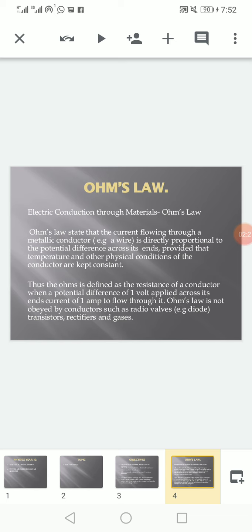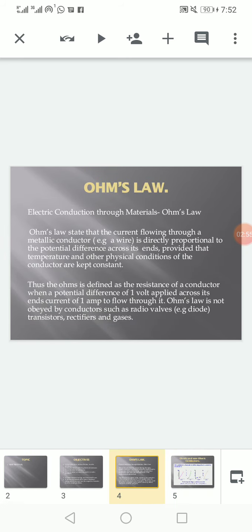The ohm is defined as the resistance of a conductor when a potential difference of 1 volt applied across its ends causes a current of 1 amp to flow through it. Ohm's law is not obeyed by conductors such as diode, transistor, rectifier, and gases. These are materials that will not obey Ohm's law.